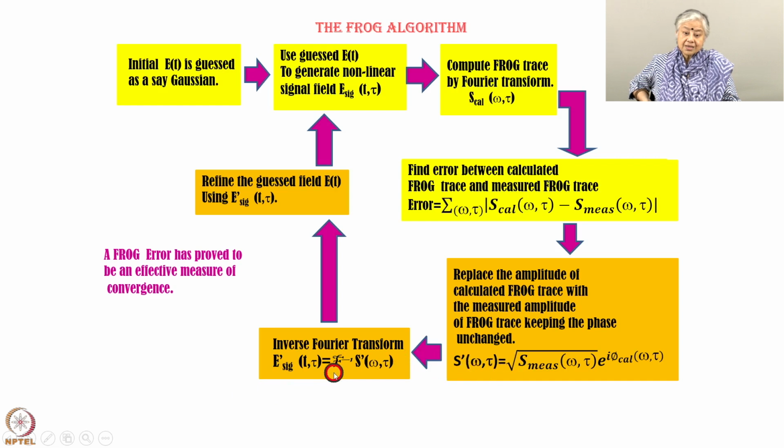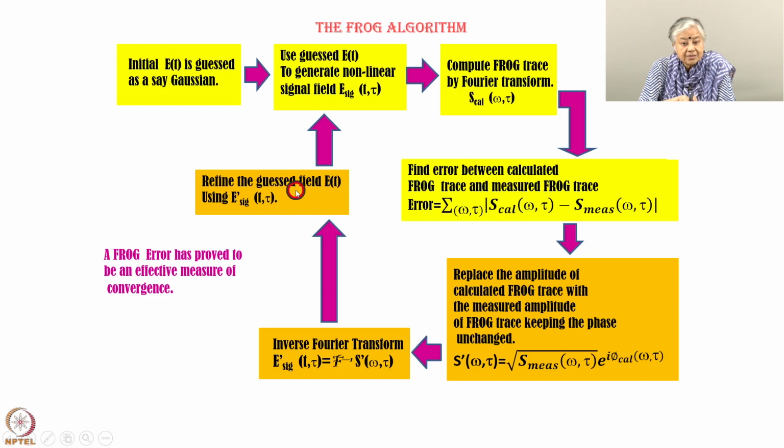If I take the inverse Fourier transform of this, I will get it in terms of time t and tau. So, that becomes E signal(t, tau). E signal means exactly like this E signal, but we have done some manipulation here. So, I place it as E dash signal(t, tau), which is the inverse Fourier transform of this. Then I define the guessed field.